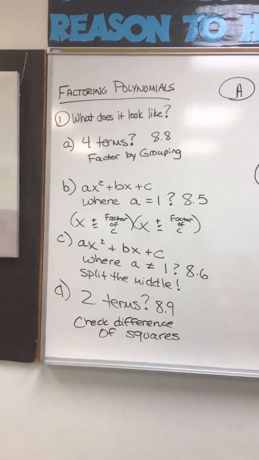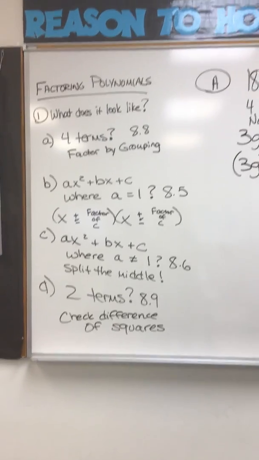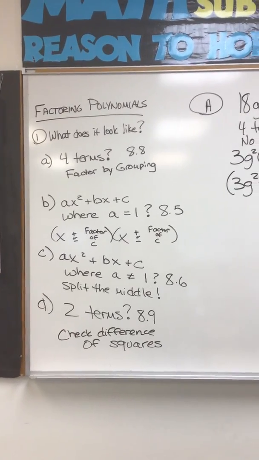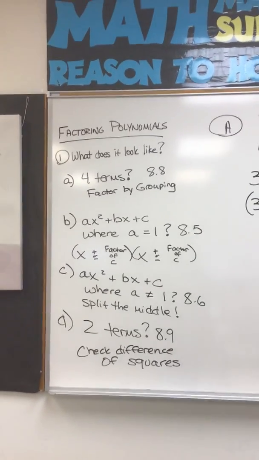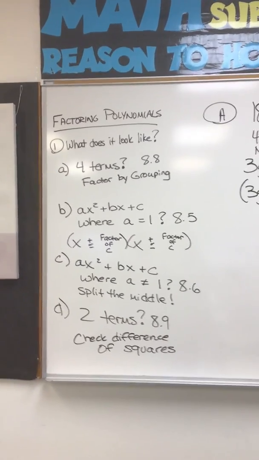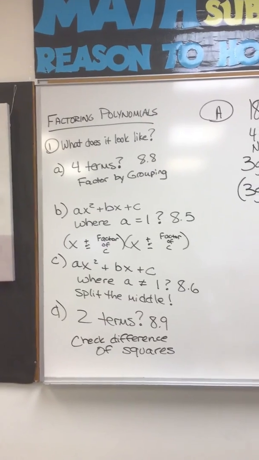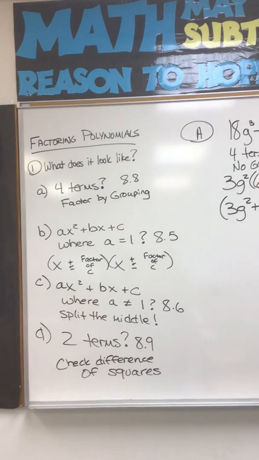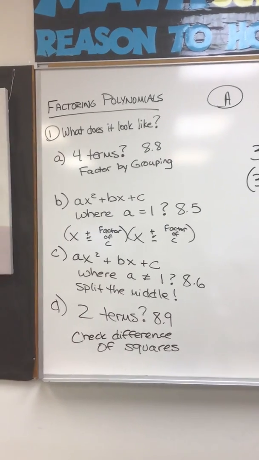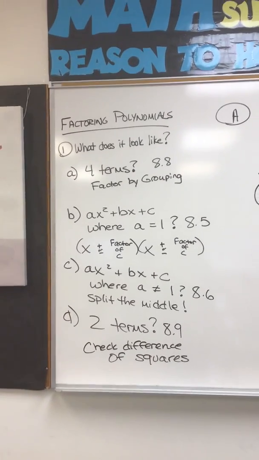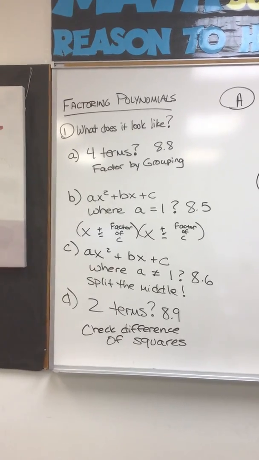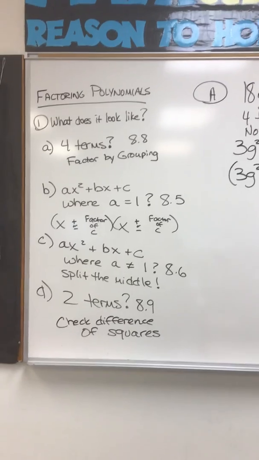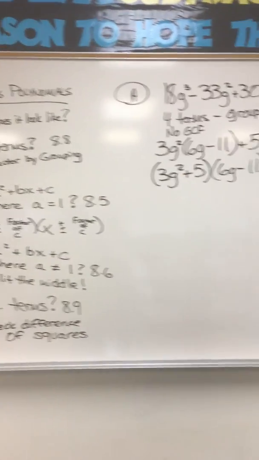If it's ax squared plus bx plus c and a does not equal 1, we're going to split the middle, like we did in section 8.6. And if there are only 2 terms, we are going to check for difference of squares, like we learned in 8.9. So these are the 4 different scenarios for your Chapter 8 test. You have to learn how to address each one. So let's look at our first example.